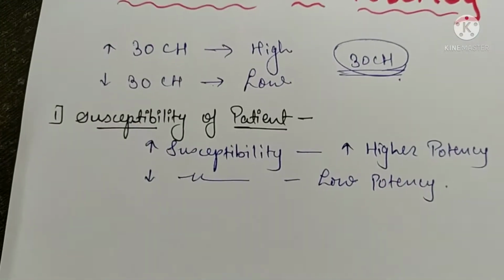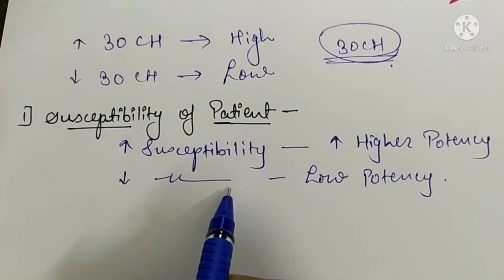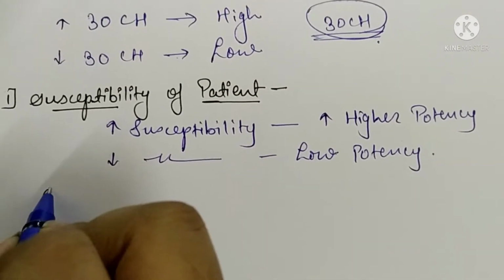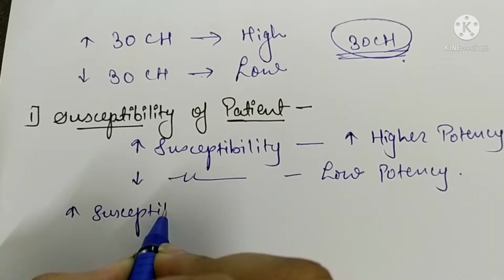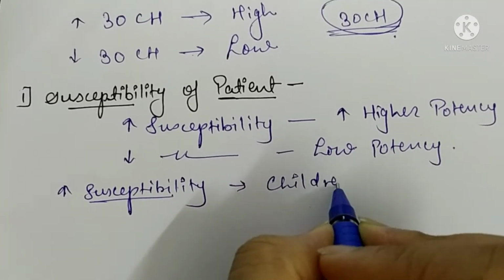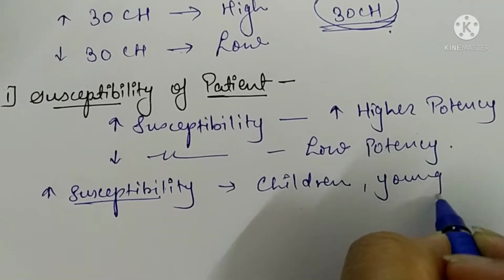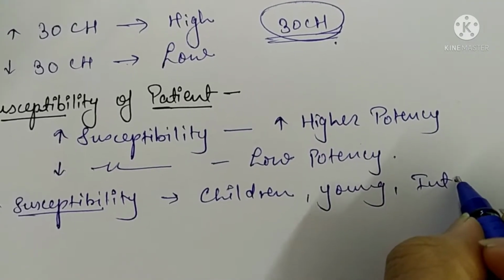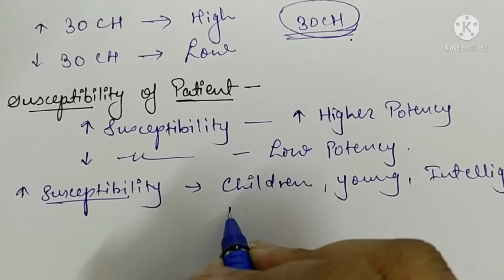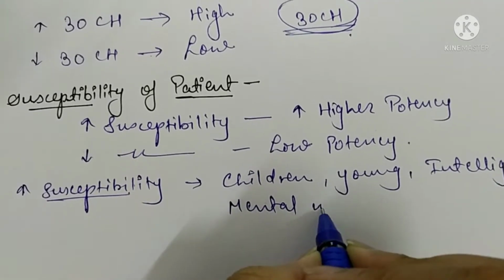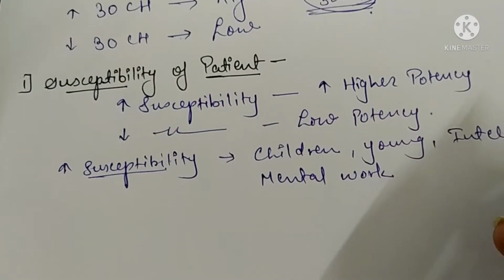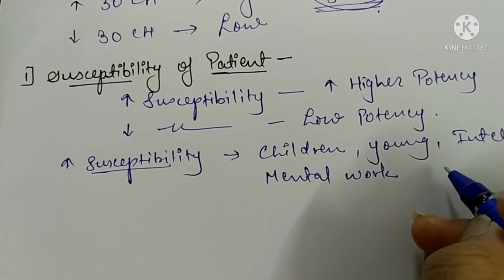Now again, who are the higher susceptibility patients and who are the lower susceptibility patients? Higher susceptibility is in children, then young people, intelligent people, then those who do more mental work or mental exertion, like lawyers, doctors, engineers. These are the higher susceptibility persons.